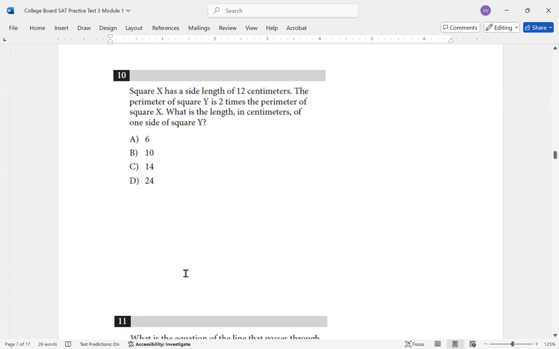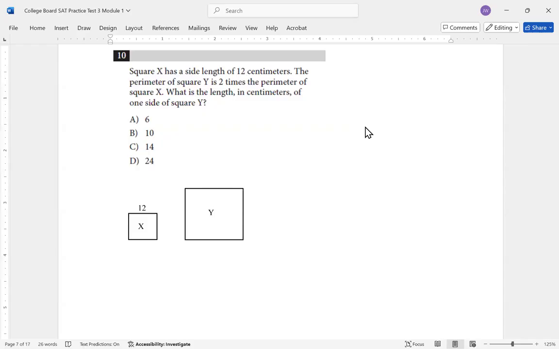Question 10. Square X has side length 12 centimeters. The perimeter of square Y is 2 times the perimeter of square X. What is the length in centimeters of one side of square Y? I always like drawing a picture anytime I have geometry objects that I can draw. So I'm going to go ahead and do that and paste that right here. So we have two squares. One has double the perimeter of the other.